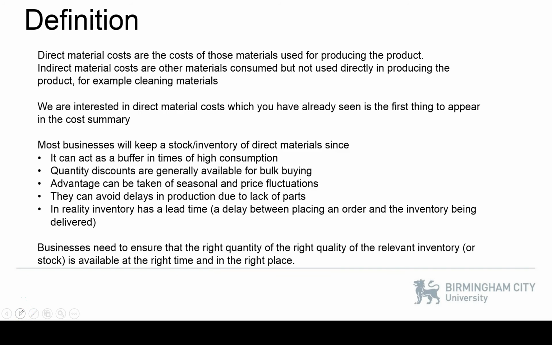Firstly, a reminder of the definition of direct material. Direct materials are those materials that are used in producing the product, and indirect materials are other materials used within the organisation. We're interested in direct material and the costs associated with that. And you've already seen that it is the first item that appears in the cost summary.